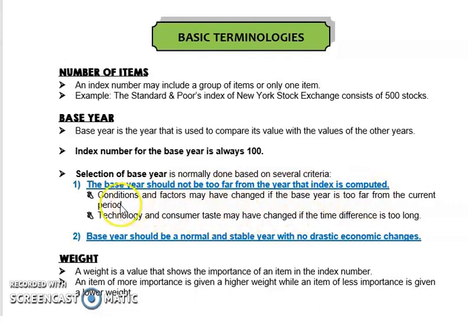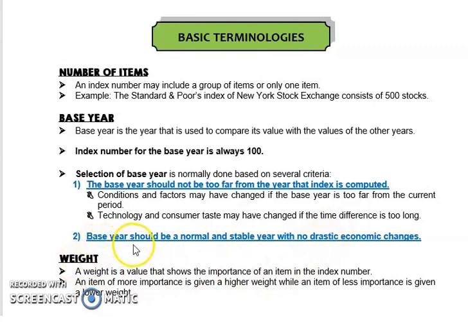This is because conditions and factors may have changed if the base year is too far from the current period. And technology and consumer taste may have changed if the time difference is too long. For example, now is 2020. So it is not appropriate for us to take, for example, year 2009 or 2008 as a base year. So at least we take the first or second most recent year.